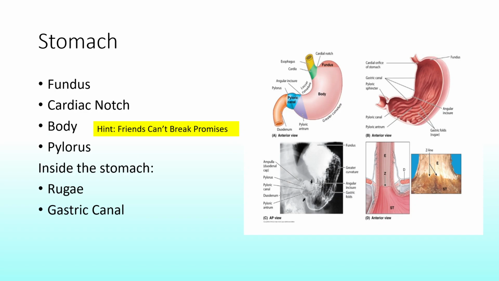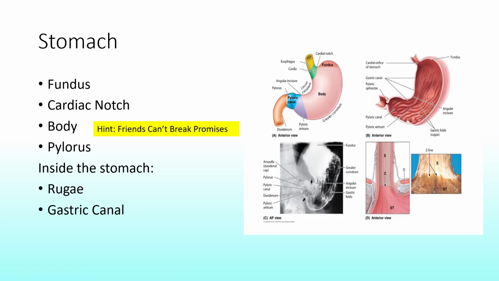Now let's move on to the stomach. After the esophagus, we have the stomach. The stomach consists of the Z-line, which is the transition between the esophageal mucosa and the gastric mucosa. So the parts of the stomach include friends can't break promises. So that's a hint. This stands for fundus, cardiac notch, body, and pylorus.